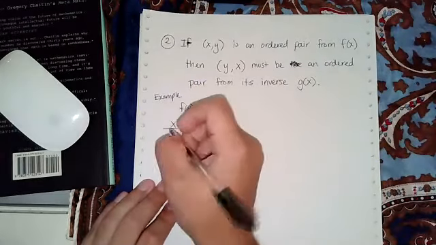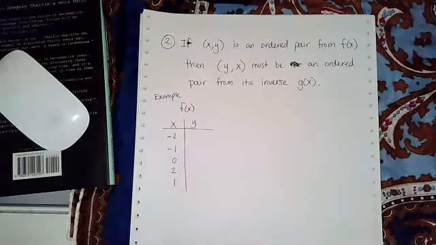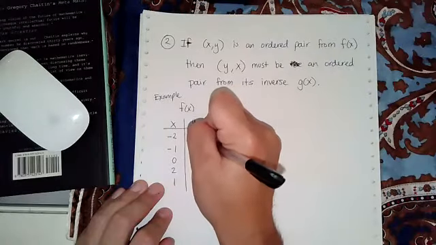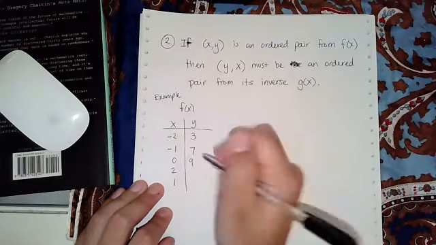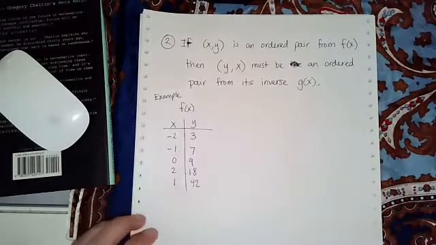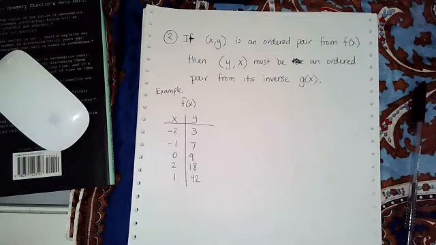Usually I like to start my x values with -2, -1, 0, 1, and 2, right? But I'm just going to randomly select some values for y. So let's say this is 3, 7, 9. I'm going to go with 18. I'm going to go with 42 for some reason. There's no rhyme or reason for why I chose those to be the output values for this function. But it does satisfy the definition of being a function because every input has exactly one output.